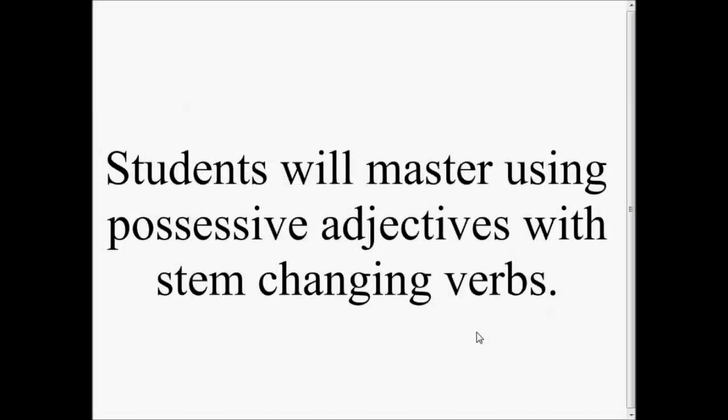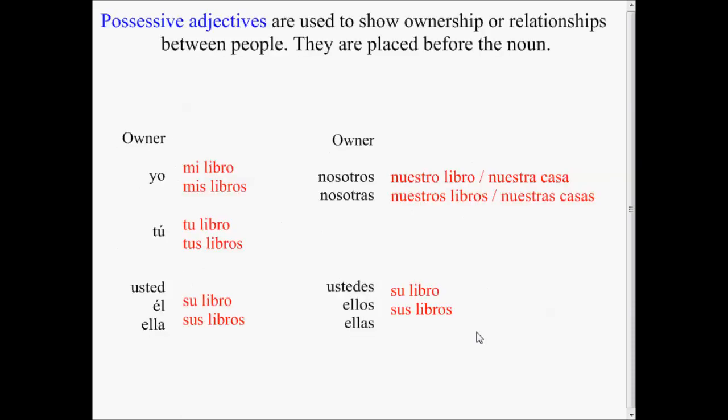Our objective for the week is that students will master using possessive adjectives with stem-changing verbs. Possessive adjectives are used to show ownership or relationship between people. They are placed before the noun. If the owner is yo, or me, you would use mi libro, my book. If it's more than one book, mis libros. Remember, any adjective has to agree with the noun it's modifying.